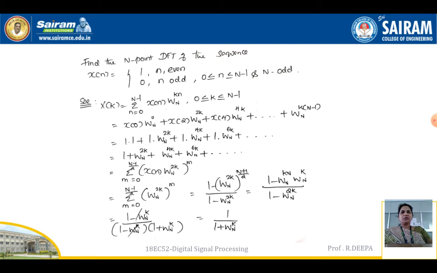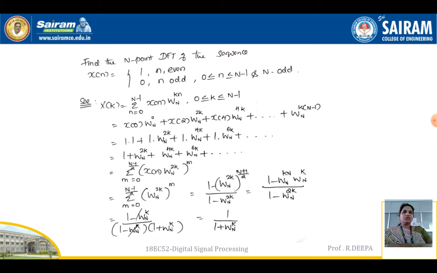If it is of the form a power of n, the formula says it is 1 minus a power of n plus 1 divided by 1 minus a. So using that formula, we have substituted here 1 minus a, whereas a is wn power of 2k whole power of n plus 1 by 2 divided by 1 minus a. Once again I am repeating the formula. The formula is summation n is equal to 0 to n minus 1 by 2. If it is of the form a power of n, it is 1 minus a power of n divided by 1 minus a. So using that formula we have substituted here.